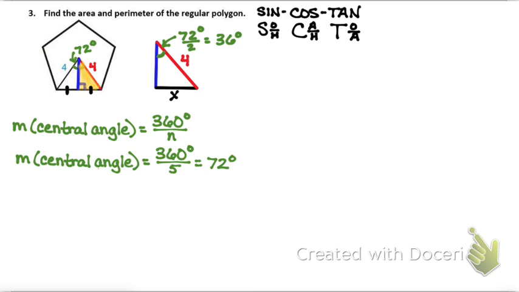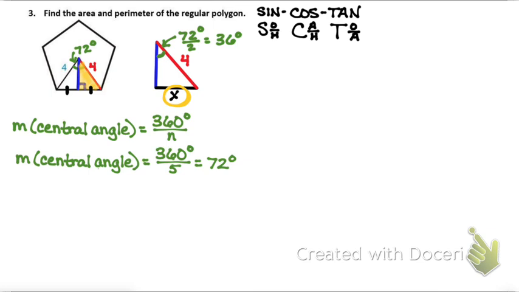In order to find those lengths, we're going to have to use SOHCAHTOA, right triangle trigonometry, that we learned several modules back. So the first value that we're going to find is this partial side length of our pentagon. We're going to find X.